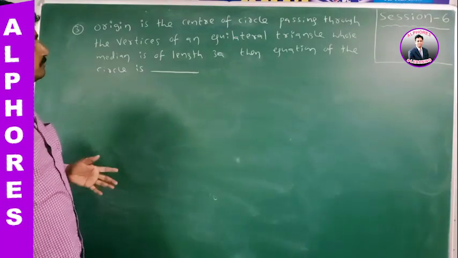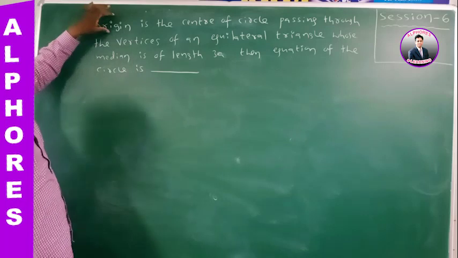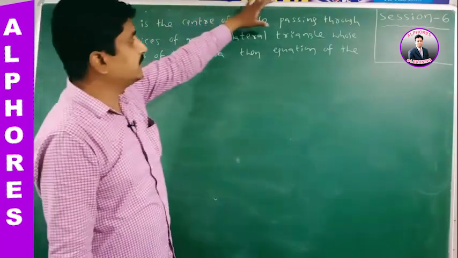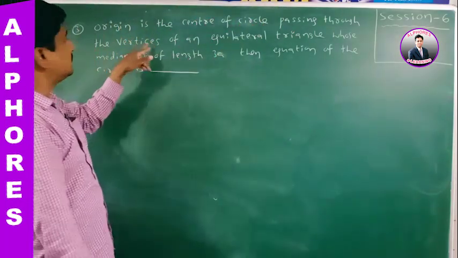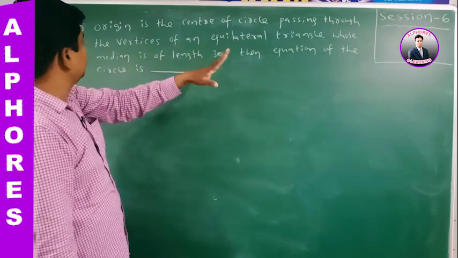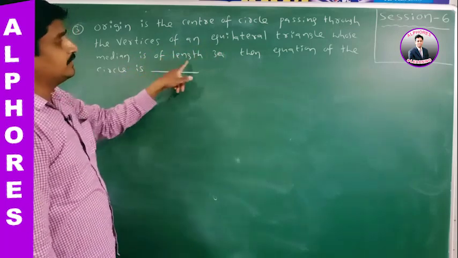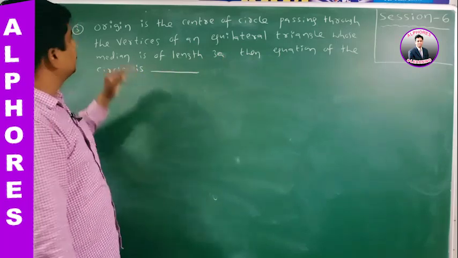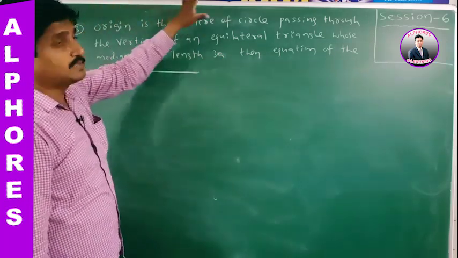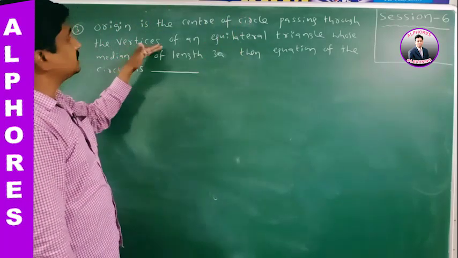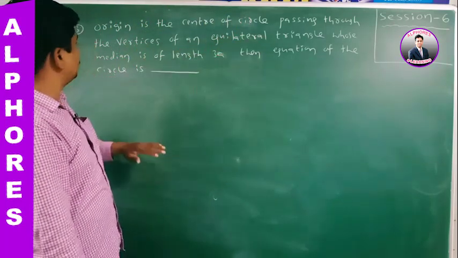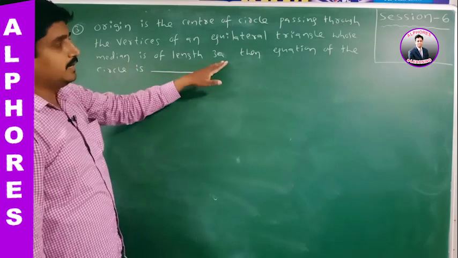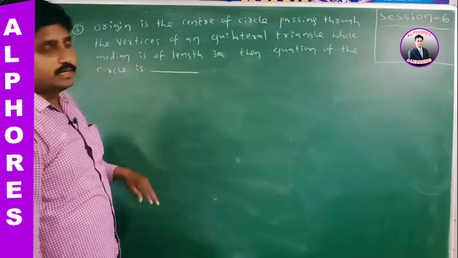Next, another problem, students. The origin is the center of a circle passing through the vertices of an equilateral triangle whose median is of length 3a. Then the equation of the circle is.